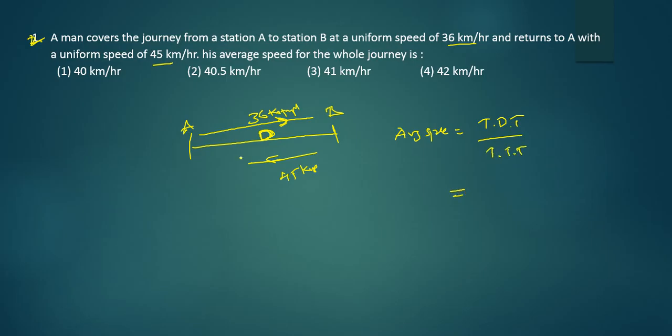Now what is the total distance traveled here? From A to B it is d, again returning to A. It means total distance traveled is 2d. But the entire journey is not maintaining the same speed. So while traveling from A to B, what is the speed?